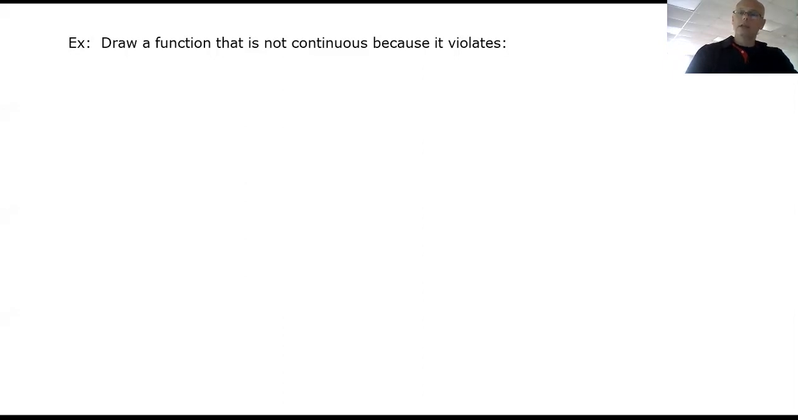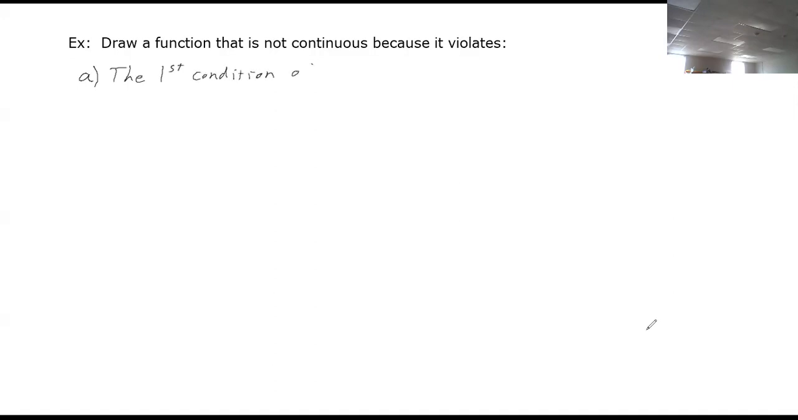All right, so let's go to our first example here. Draw a function that is not continuous because it violates, and we're going to have a part A here, part A is going to say the first condition of continuity. Now let's think about this. For a function to be continuous at x equal to c, what did we just read?